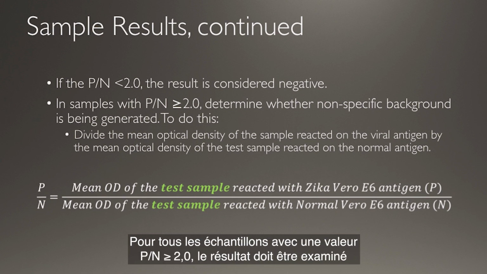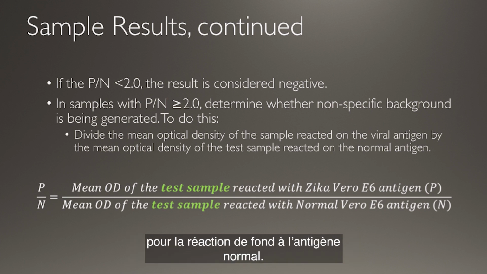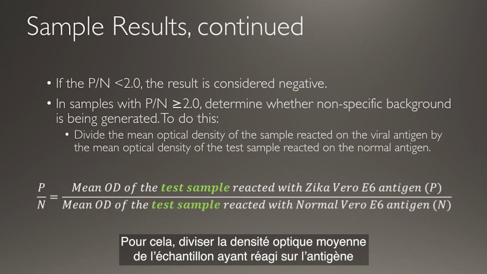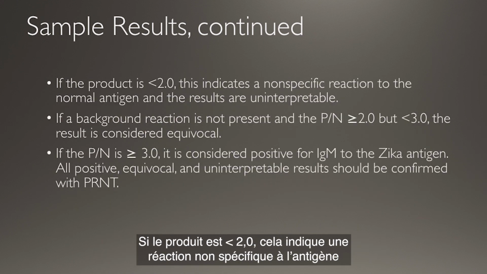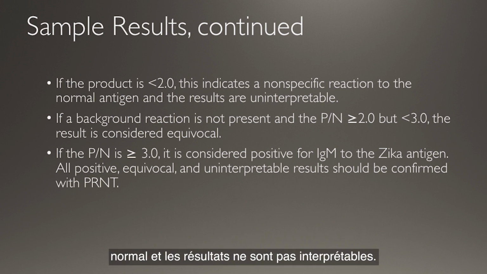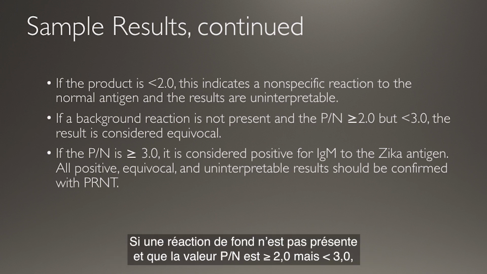For any samples with P/N greater than or equal to 2, the result needs to be examined for background reaction to the normal antigen. To do this, divide the mean optical density of the sample reacted on the viral antigen by the mean optical density of the test sample reacted on the normal antigen. If the product is less than 2.0, this indicates a nonspecific reaction to the normal antigen, and the results are uninterpretable.